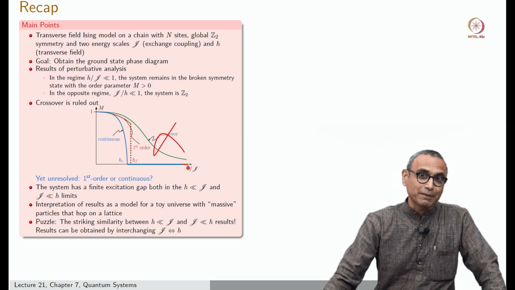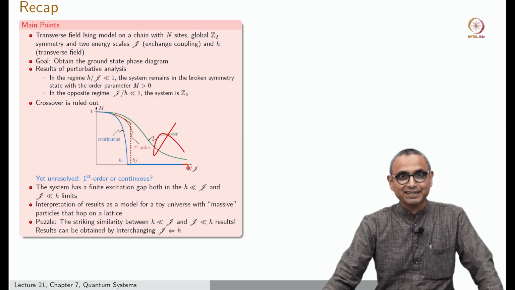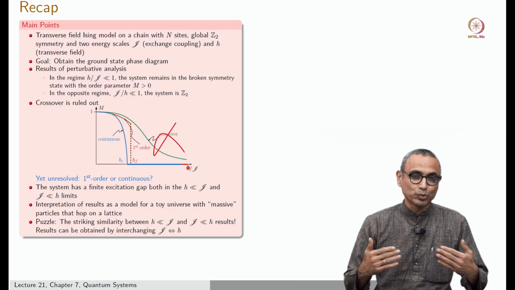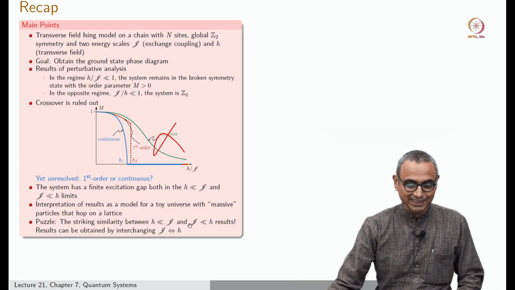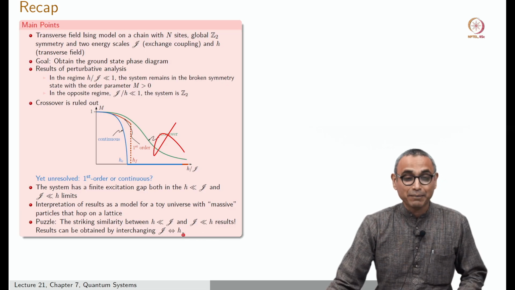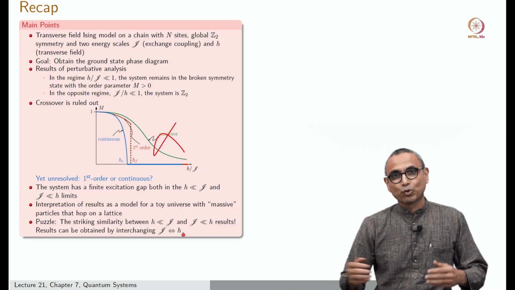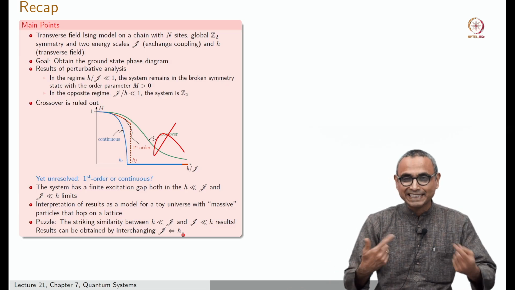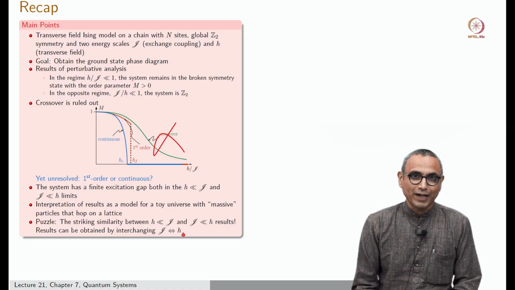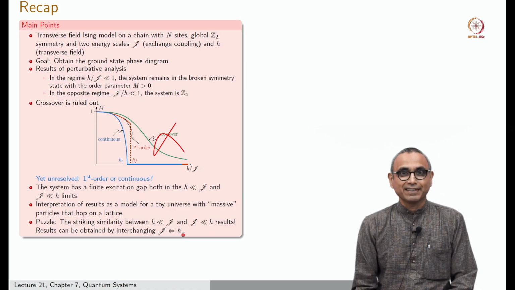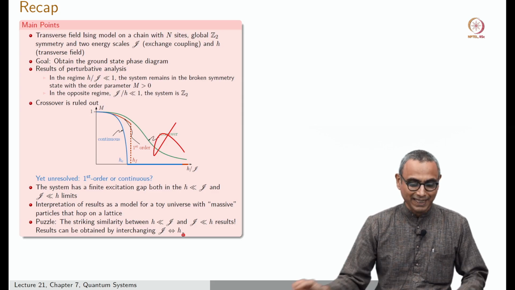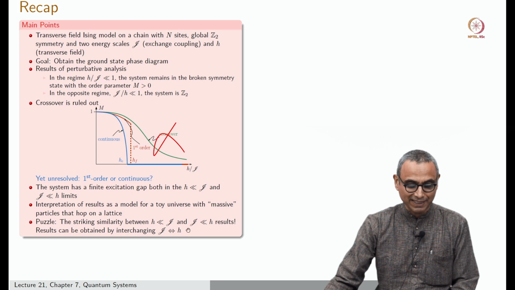But we were left with a puzzle at the end of the last lecture, which is that the results for the two sides, namely h much less than j and j much less than h, could be obtained from each other by simply interchanging h and j. While that looked very interesting, it also was quite puzzling, because it was not quite clear why something like this would happen or whether it is just some accident.